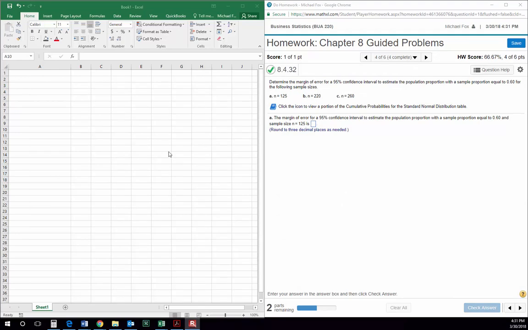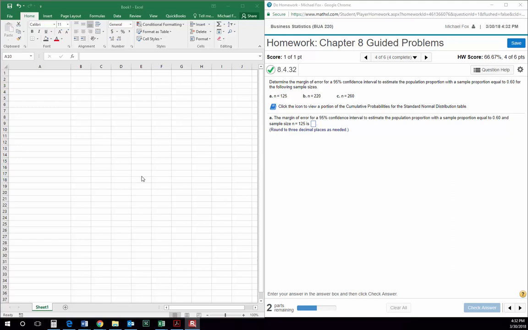Now we're getting into dealing with proportions, and they want us to determine the margin of error for a 95% confidence interval to estimate the population proportion with a sample proportion equal to 0.6. So we know what the sample proportion is. We need to estimate a margin of error if we're going to estimate the population proportion. And then it gives us 3 different problems, in essence 3 different sample sizes. So again, they want us to compare sample sizes.